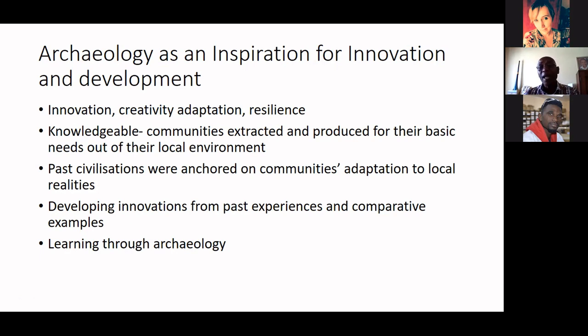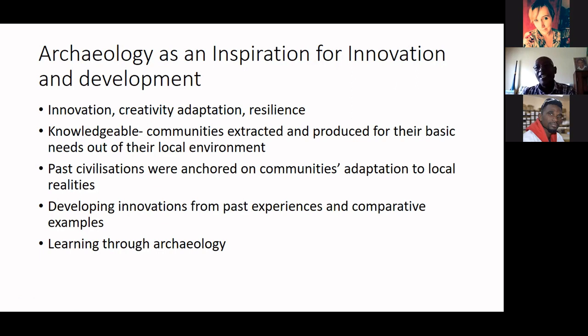We can also learn through archaeology that development can be done by a knowledgeable people, as was the case of the people who produced the material culture that we deal with as archaeologists. They were knowledgeable communities who extracted and produced for the needs of society out of their local environment. They developed from what they had. They were not people expecting that development would come from elsewhere, but it was anchored in the resources, expertise, and knowledge that they had as communities.